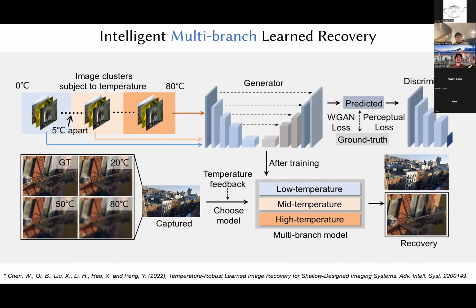So now you see the image processing pipeline. Again, it's very similar to what we have been doing for a few years. However, we do have a few differences in that we have to divide the temperature range into a few different small ranges. So for example, we have the low, medium, and high temperature branches, so we have different models. And then we have a generator, a GAN-based image recovery overlay.